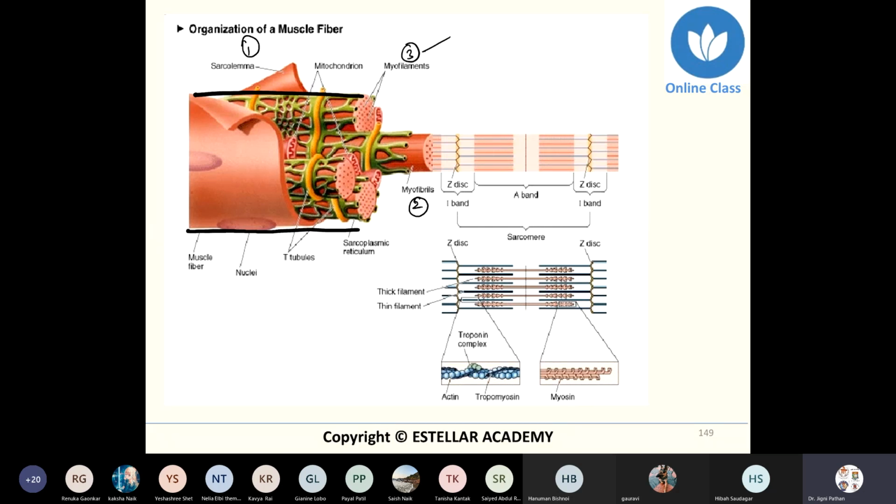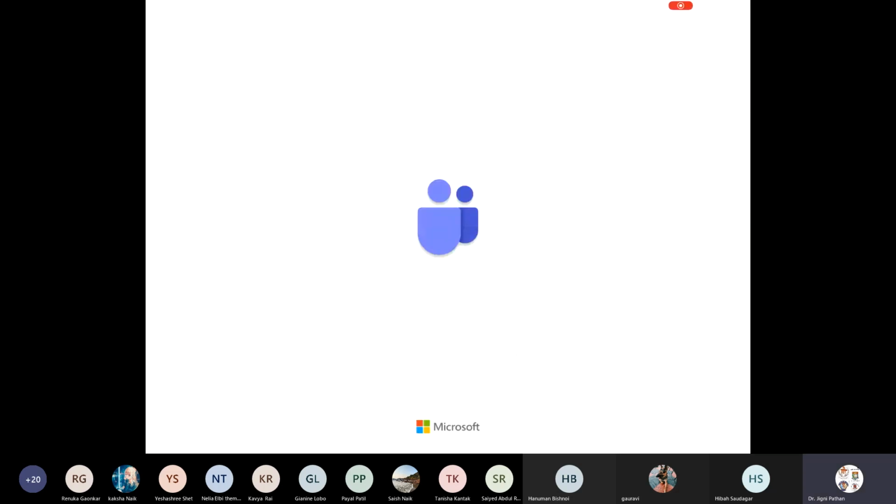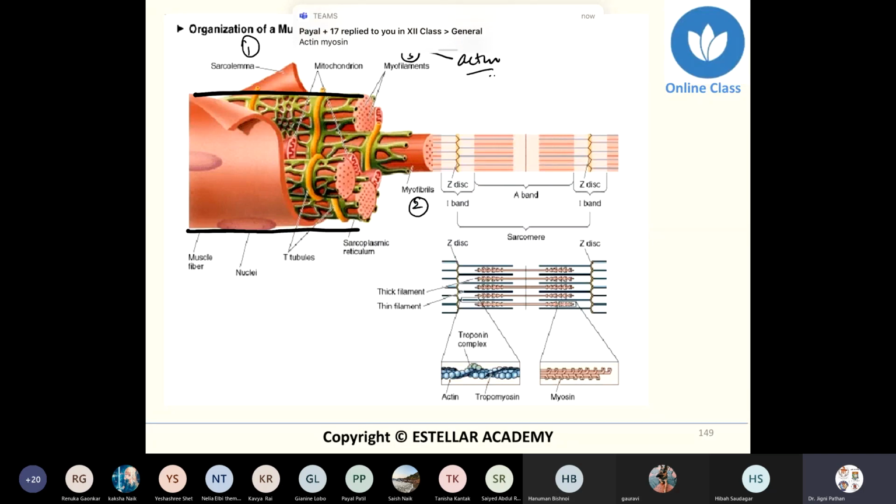Which are the two myofilaments? Myosin and actin. Very good. Is the point clear? The new students, are you getting the point? So first you have sarcolemma. In the cytoplasm, you have sarcoplasm. Sarcoplasm has myofilaments that are of two types, actin and myosin. Is this point clear?